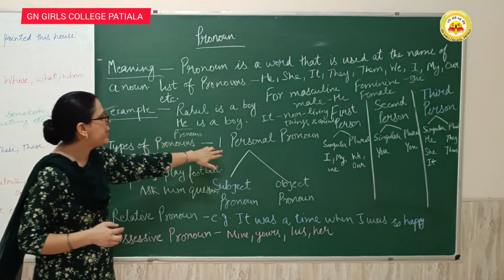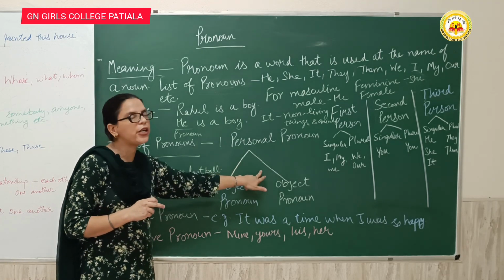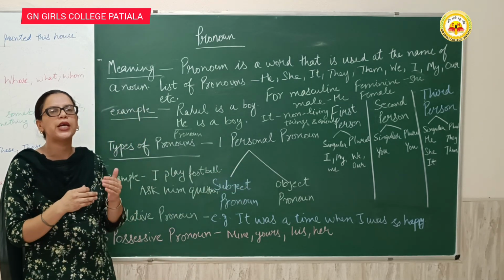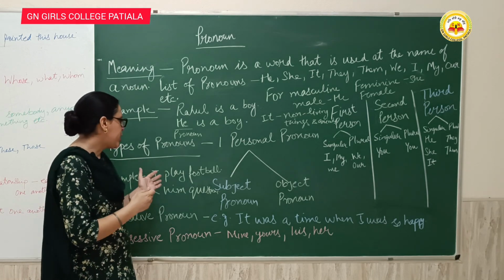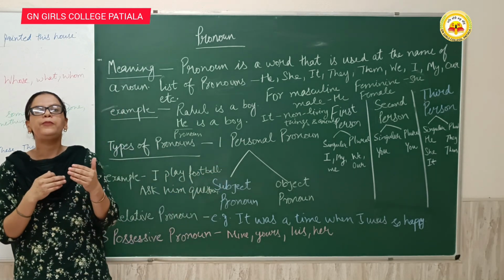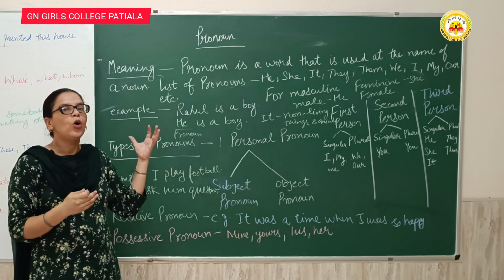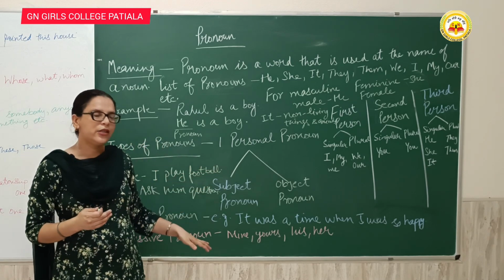So personal pronoun is divided into two parts, subject pronoun and object pronoun. A subject pronoun is a pronoun that is the subject. So you have to know what a subject is. A subject is the one which performs an action, and an object is what obtains something from the others.